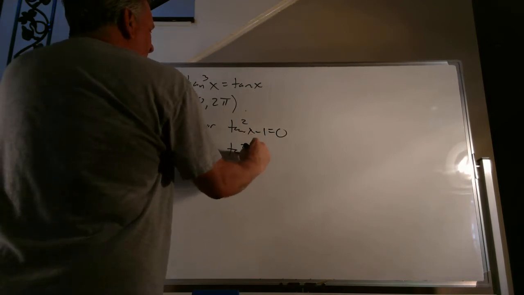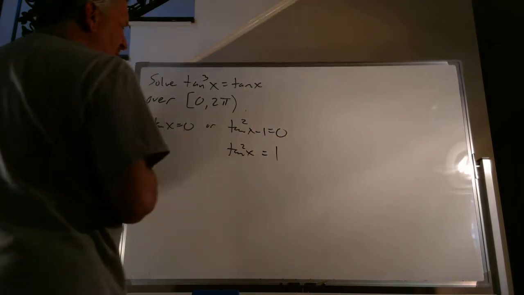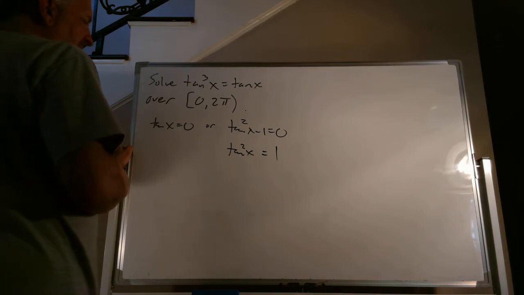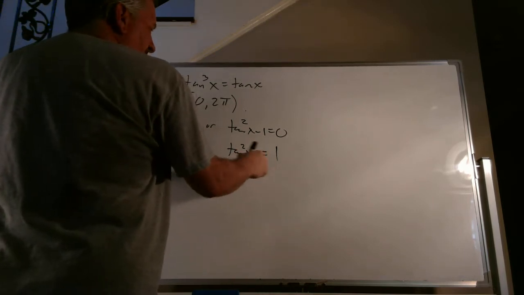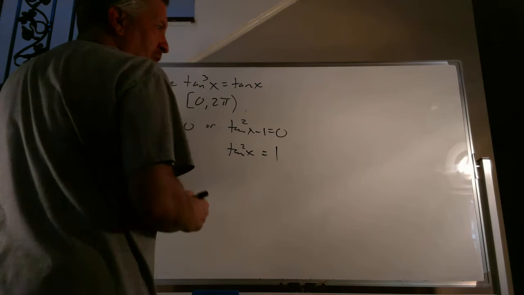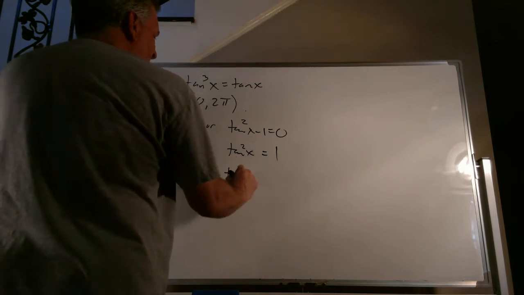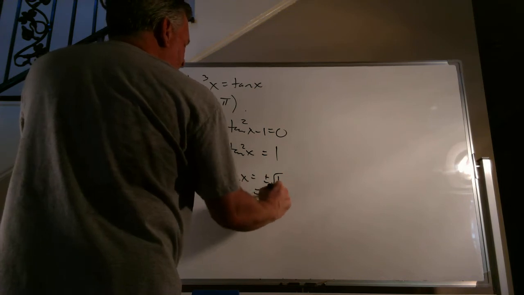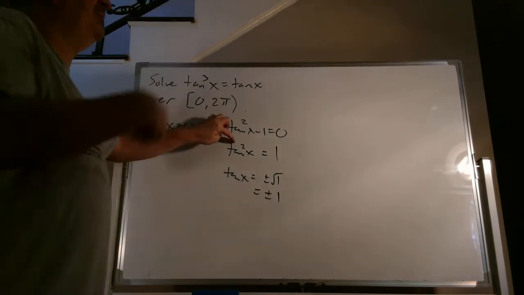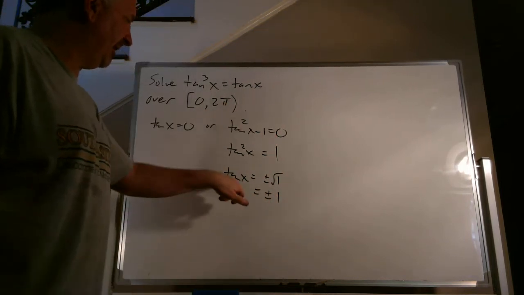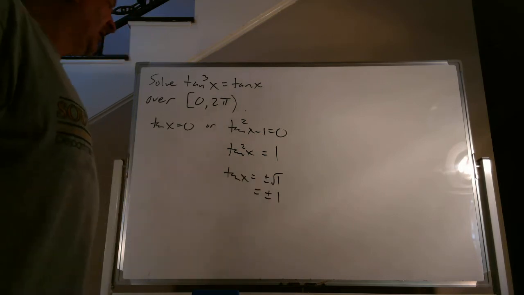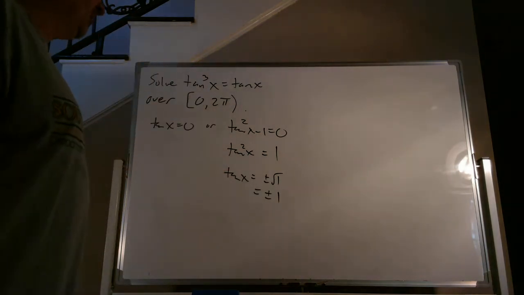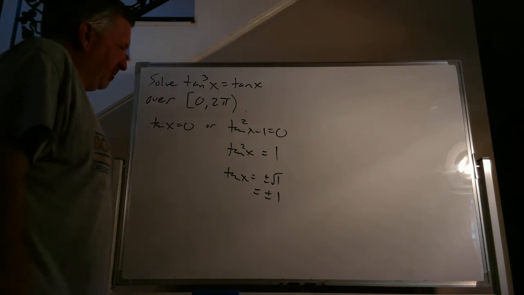So tan squared x, if I add 1 to both sides, I get tan squared x is 1. And then you take the square root. When you introduce a square root, you have to take the plus or the minus. So this says tan x is plus or minus the square root of 1, which is plus or minus 1. If this had been tan to the fourth is 1, I would have tan as plus or minus the fourth root of 1. When you introduce an even root, second root, fourth root, sixth root, you have to put plus or minus.